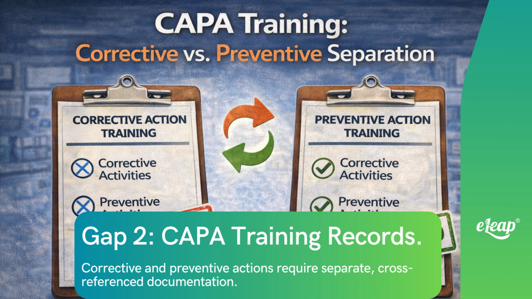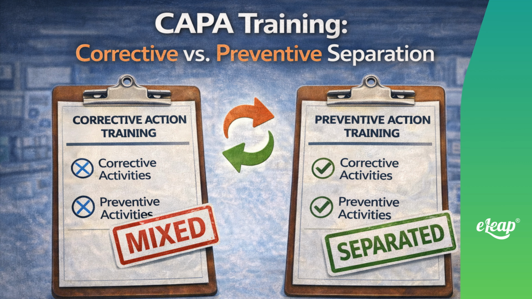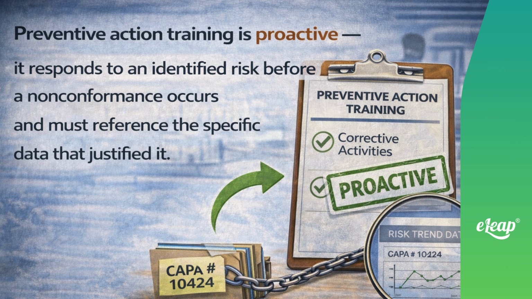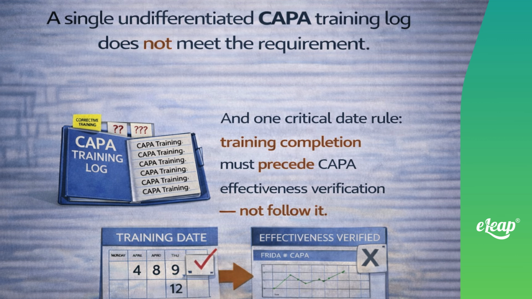CAPA training, corrective versus preventive separation. ISO 13485 and the QMSR treat corrective action and preventive action as distinct activities with distinct documentation requirements. Corrective action training is reactive. It responds to a non-conformance that already occurred and must be cross-referenced to the originating CAPA. Preventive action training is proactive. It responds to an identified risk before a non-conformance occurs and must reference the specific data that justified it. A single undifferentiated CAPA training log does not meet the requirement.